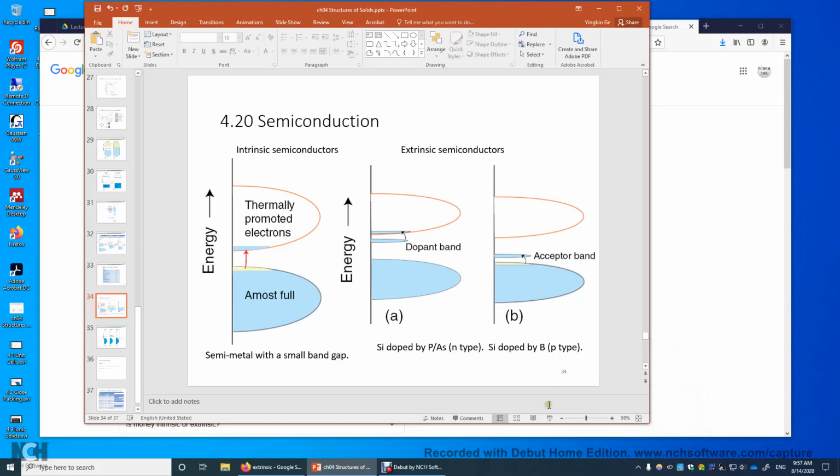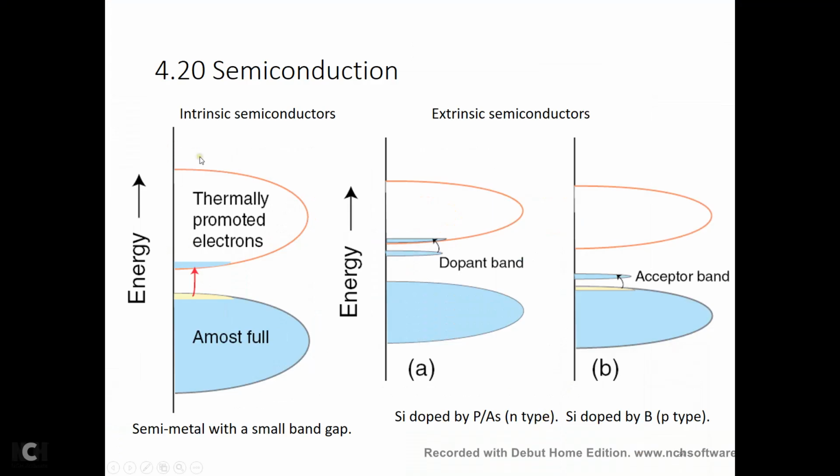Section 4.20, Semiconduction. There are two types of semiconductors, intrinsic versus extrinsic. In intrinsic semiconductors, the gap between the valence band and the conduction band is small, smaller than 4 electron volts. So it's possible to promote electrons from the valence band to the conduction band by simply heating up this semiconductor.